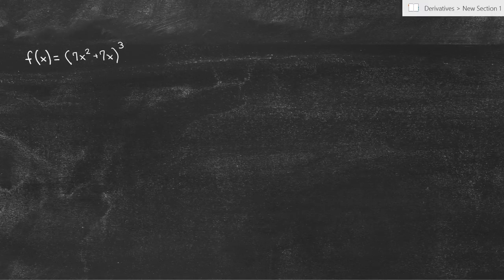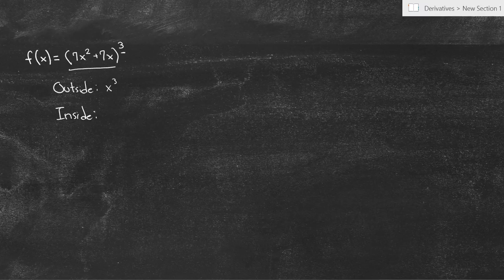We've got f of x equals 7x squared plus 7x all raised to the third. And now we know that this requires a chain rule, so we're going to label our outside function and our inside function. Well, our outside function can just be seen as this exponent, so we can just say it's x to the third, and x is going to be short for this whole thing.